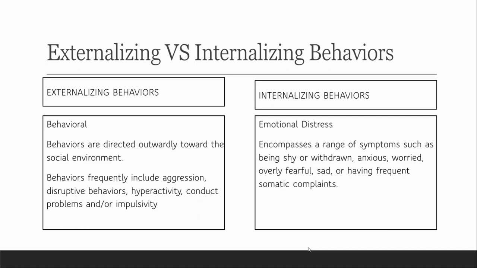So a Tier 2 team is going to want to have data processes and student identification processes that are able to identify those students exhibiting those externalizing behaviors that may or may not cause disruption in the classroom, as well as those internalizing behaviors that may fall under the radar.